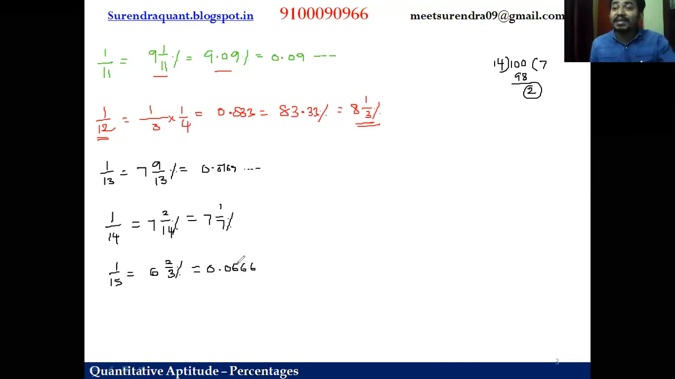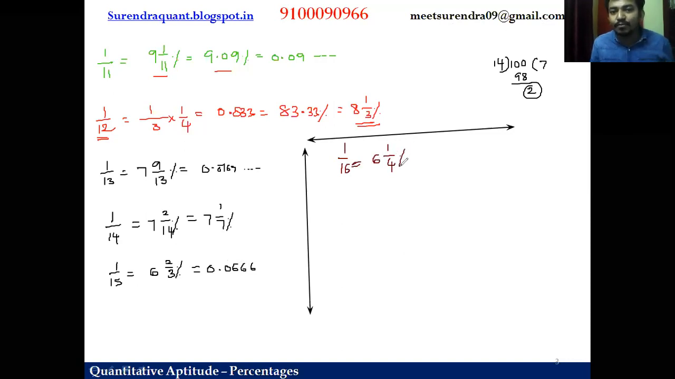What if it is 1 by 16 then? I am doing all this because in some high level exams like Mains and Advanced levels, you'll have this question. So 1 by 16 is a very peculiar number, 6 1/4 percentage, which is 0.0625, or you can also say it as 6.25 percentage as well. In the same way, you can derive 1 by 17, 1 by 18 and so on.